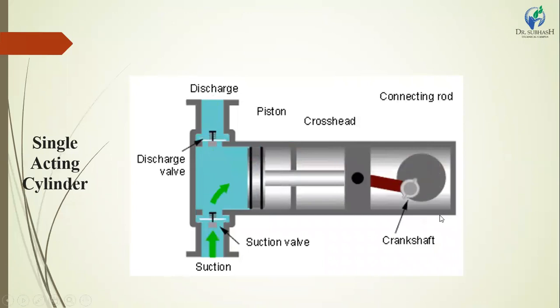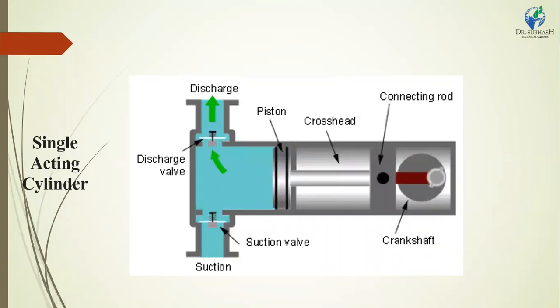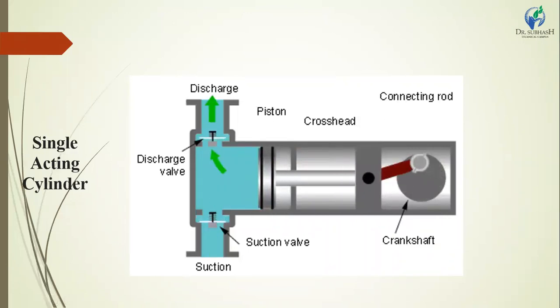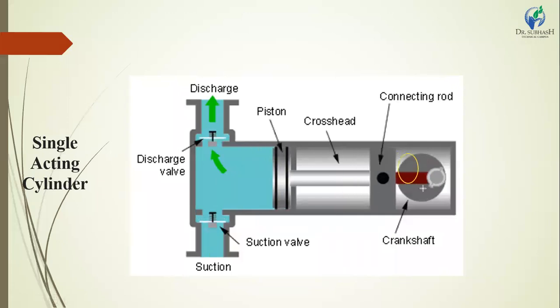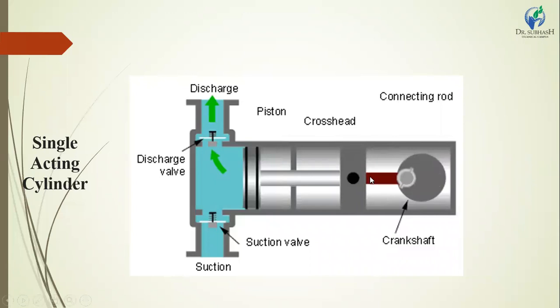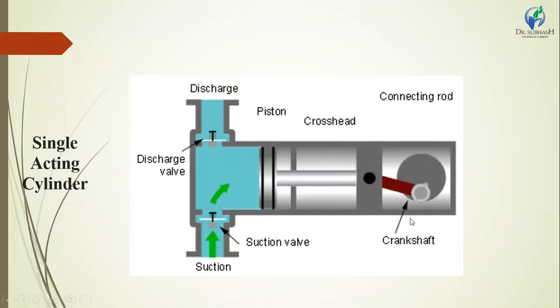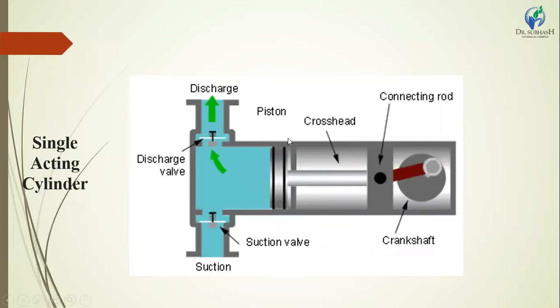This is the normal working animation of the single acting cylinder. Here we see that one crank is running and the movement of the piston is from left direction to right direction. Here is the piston movement and working we can see.